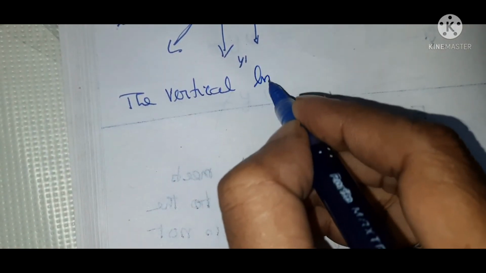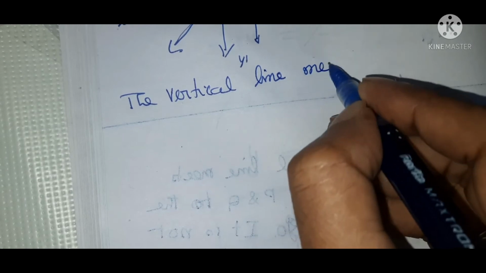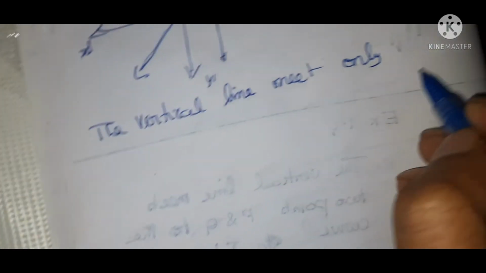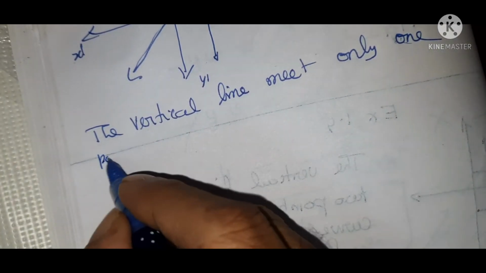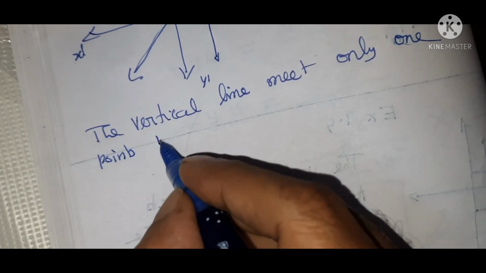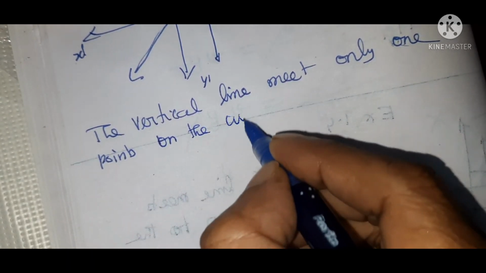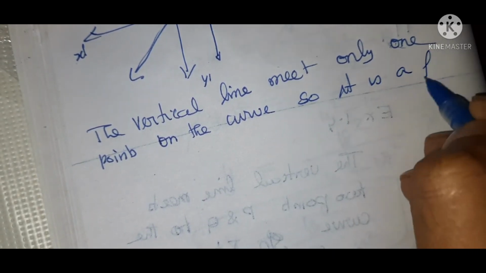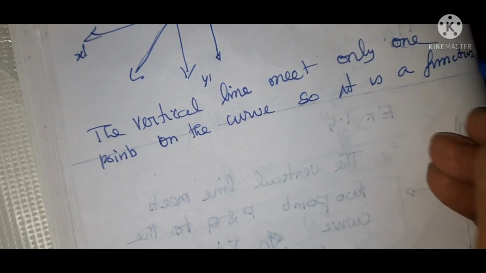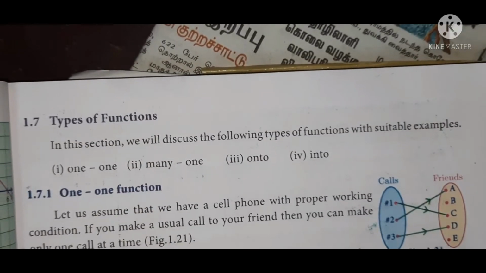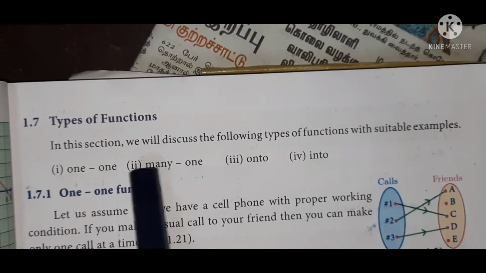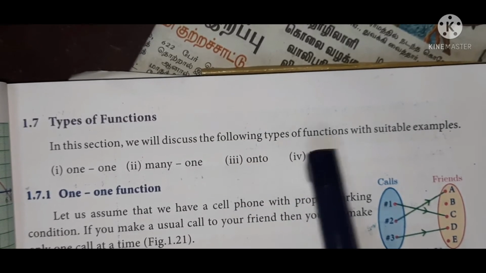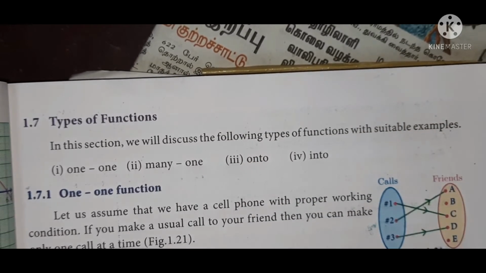The line meets only 1 point on the curve. So it is a function. Types of function. In this section we will discuss the following types of function with suitable examples: one-to-one, many-to-one, onto and into.